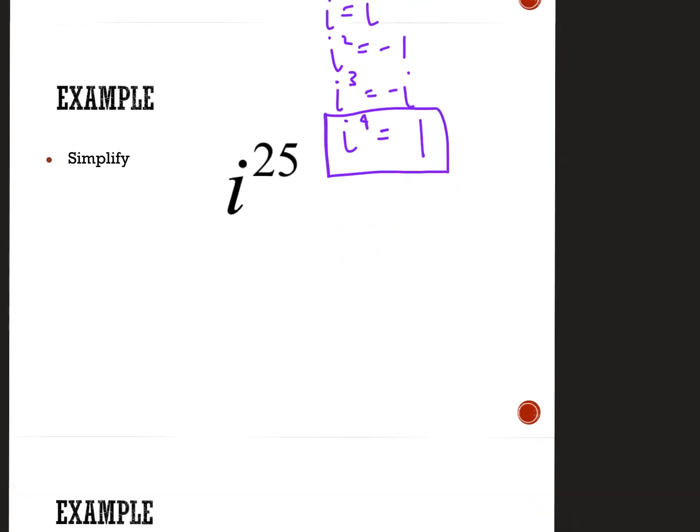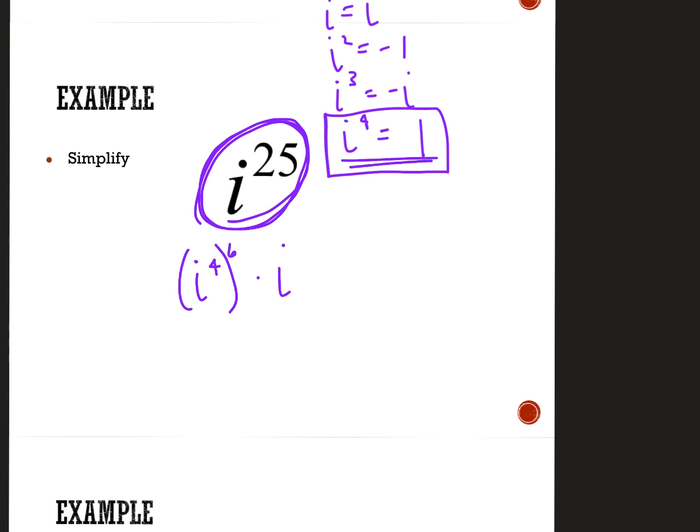So to do this problem fairly easily, I'm going to just rewrite this into something in terms of i to the 4th, at least as much as I can. So i to the 4th raised to the 6th is i to the 24th, which leaves me one more i. Now, remember how I just said that i to the 4th equals 1? So in the parentheses here, I have 1 to the 6th times i, or 1 times i, or, look at that, i, just i, okay?